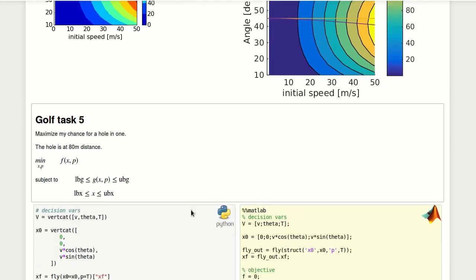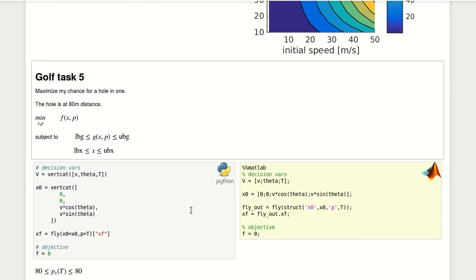Final task, we're going to do a nonlinear problem. We're going to maximize the chance to shoot a hole in one. To solve NLPs in CasADi, you need to bring them in this standard form, with an objective, with a constraint expression, and then lower and upper bounds on this expression. And you can get some simple bounds on decision variables to have more efficiency, if you want.